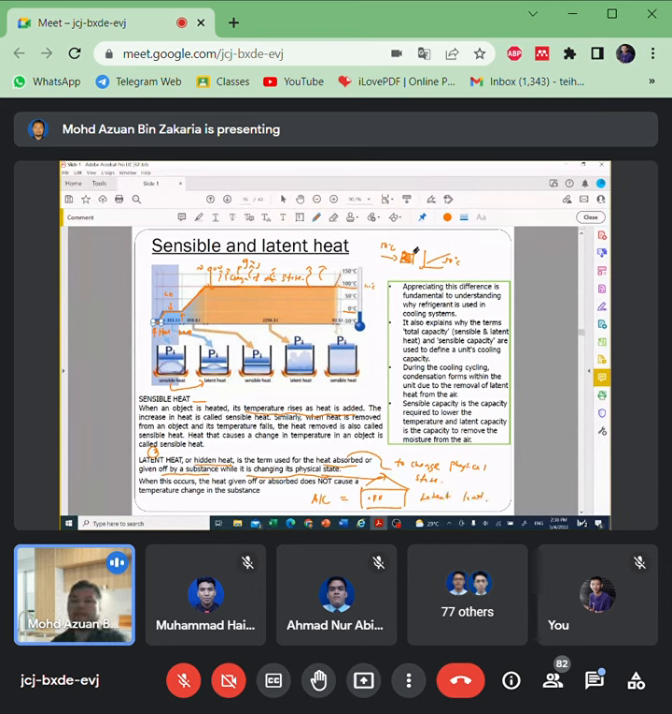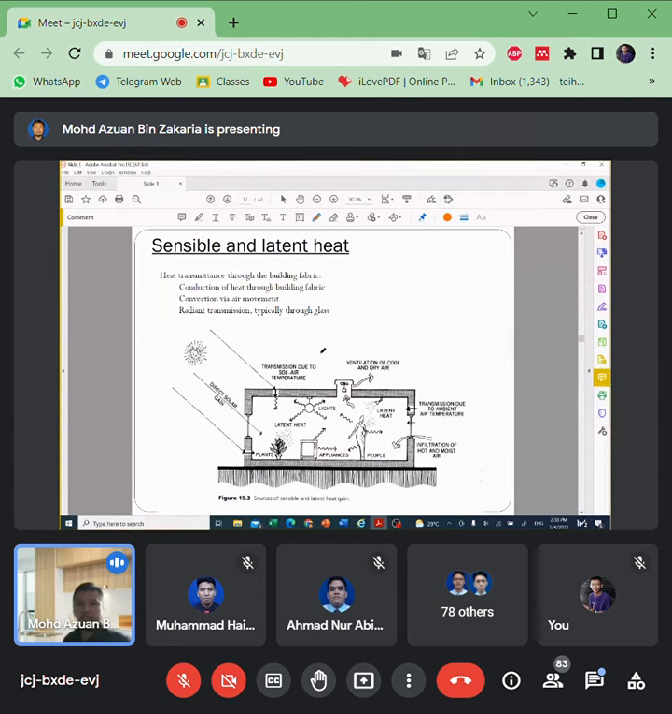Okay. So you can read here later in this box. All right, that is about sensible and latent heat. Okay, this is an example of sensible and latent heat in the building.